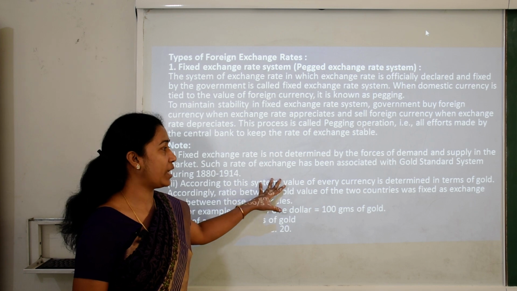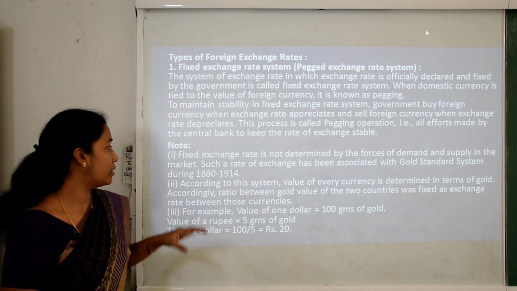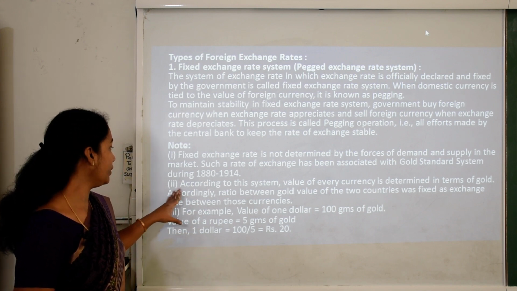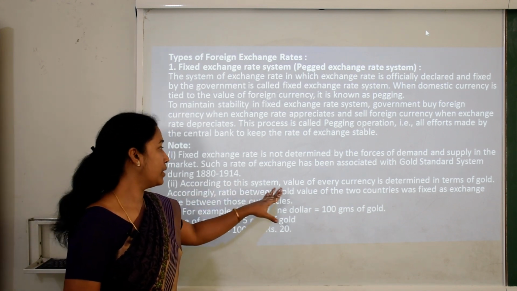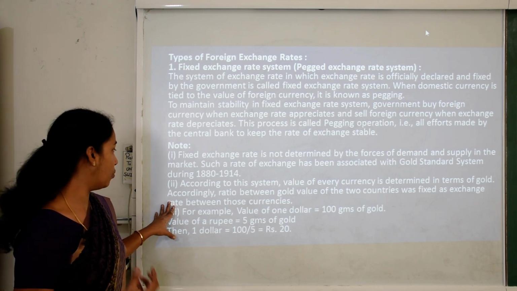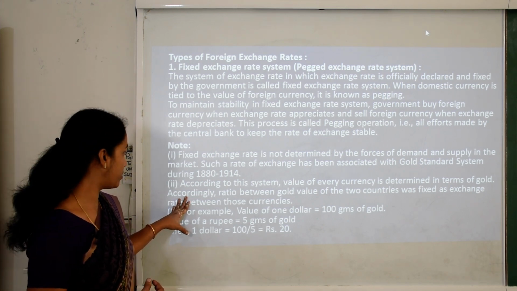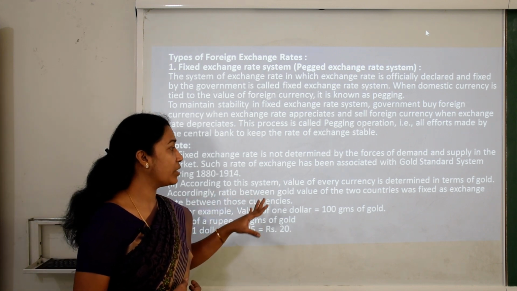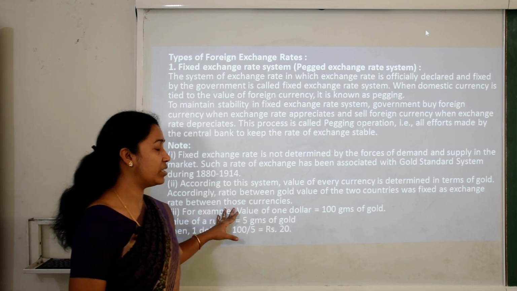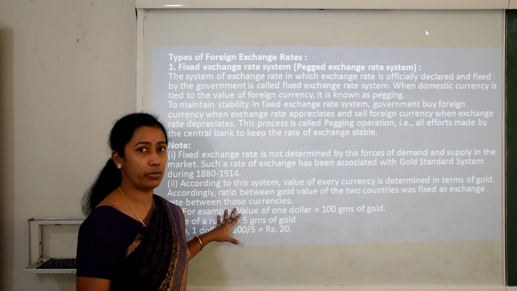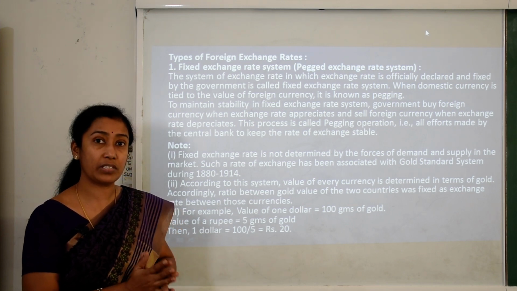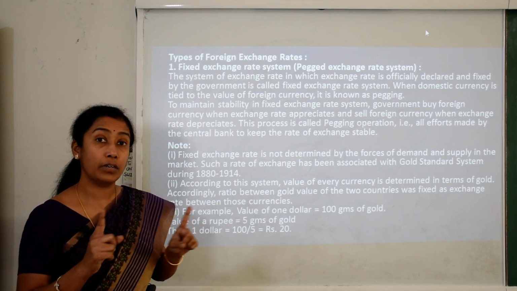Such a rate of exchange has been associated with the gold standard system during the years 1880 to 1914. According to this system, the value of every currency is determined in terms of the price or rate of gold, silver or any other precious metal. Accordingly, the ratio between the gold values of two countries is fixed as the exchange rate between those countries' currencies. That means the currency rate is fixed according to the two countries' gold rates.